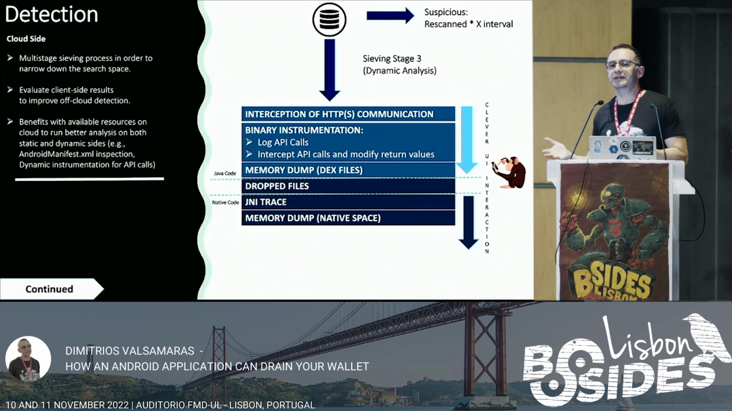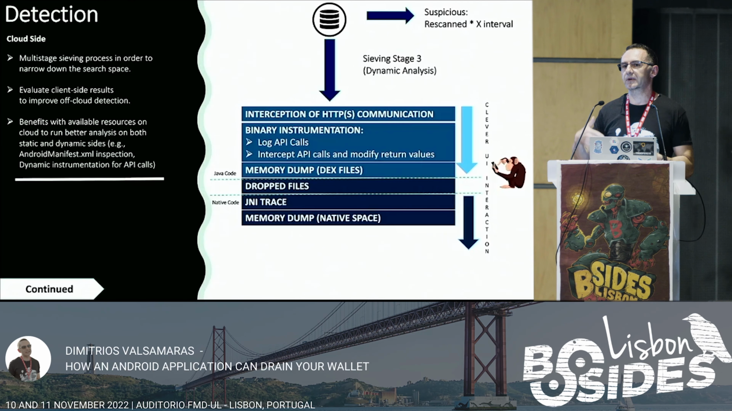Observe, of course, the data directory of the app in order to monitor for dropped files and see if the application is dropping something and loading it. Trace the JNI calls, and finally dump the memory in the native space, because especially recently, especially in the last maybe year, we saw a lot of malware developers moving to the native side.